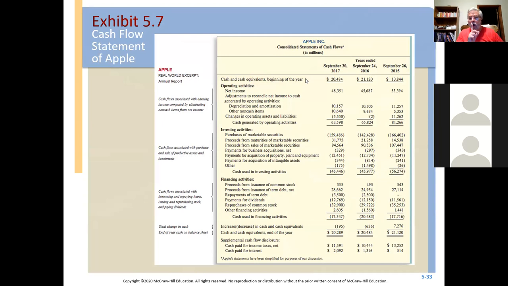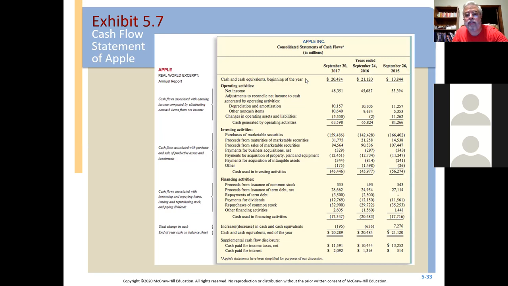Folks, what I'm going to focus on regarding this statement, first of all, the operating activities. Again, we focus on an accrual basis accounting statistic, net income. But remember what we are doing. We are describing cash flow. Accrual basis accounting does not describe cash flow. Therefore, we have to incorporate a variety of adjustments in order to go from an accrual basis accounting statistic, net income, to a cash basis accounting statistic, cash provided by operating activities.